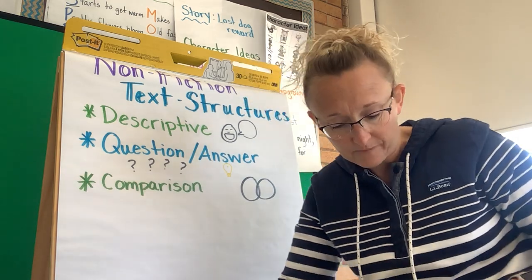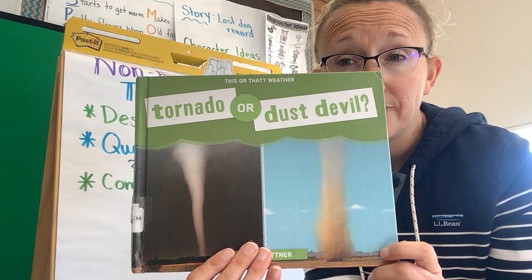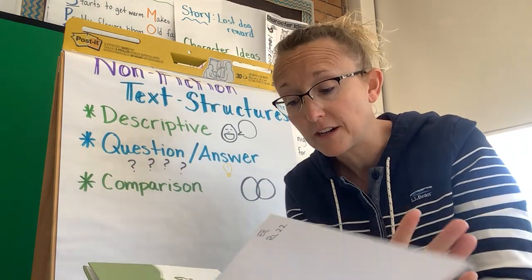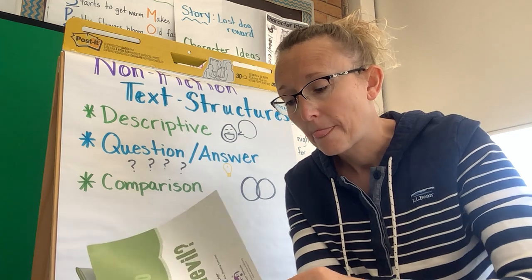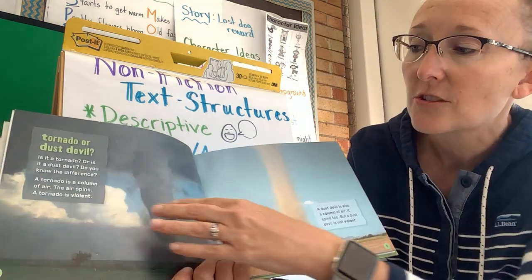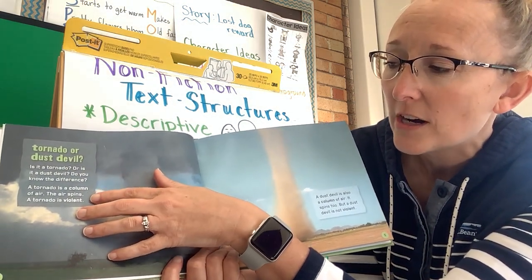Two different animals. Look at this one. Tornado or dust devil. So this is a type of weather, trying to help you understand the difference between the two. Okay? So here it's going right out and telling you what a dust devil is and what a tornado is.